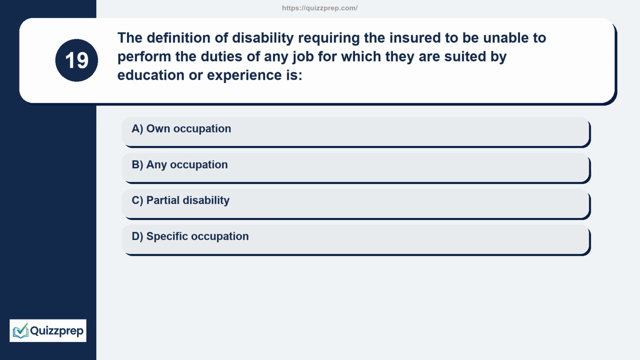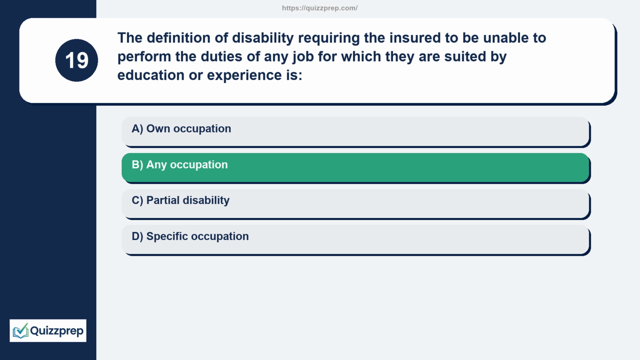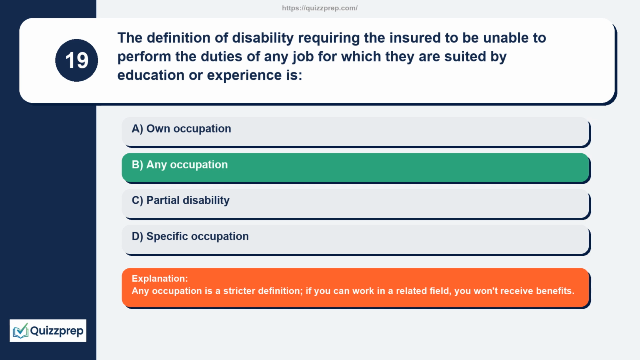Question 19. The definition of disability requiring the insured to be unable to perform the duties of any job for which they are suited by education or experience. Own occupation, any occupation, partial disability, specific occupation. Any occupation is a stricter definition. If you can work in a related field, you won't receive benefits.